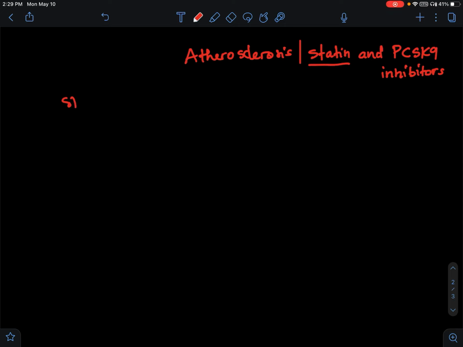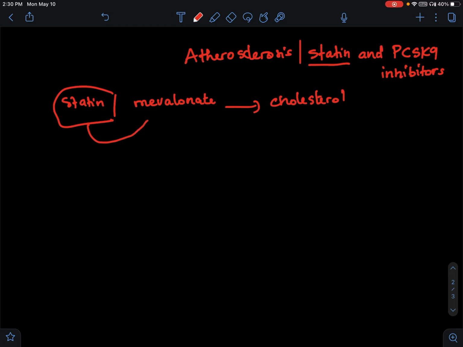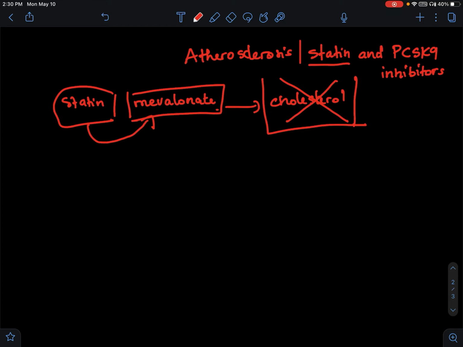The statin has the same structure as the molecule mevalonate. The molecule mevalonate is involved in the synthesis of cholesterol. And by the way, I forgot to mention, atherosclerosis is when we have plaque leading to the occlusion of the artery. This is most often initiated because of hypercholesterolemia. So we'll have the statin, which is a competitive inhibitor of mevalonate. It will inhibit the production of mevalonate and therefore will inhibit the synthesis of cholesterol.